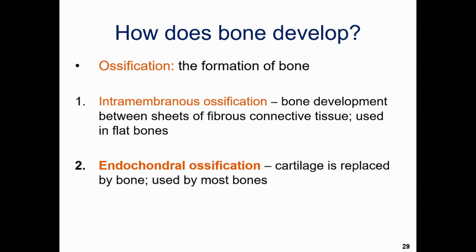So how do bones develop? The main idea is that they are going to ossify, or go through a process of ossification, which is the formation of bone itself. And there are two ways that we can do this. Intramembranous ossification is where you have sheets of fibrous connective tissue and bone develops between those two sheets. This is used for flat bones like your ribs. And endochondral ossification. Most other bones use this process, where we start with a cartilage framework and then replace it with bone over time. That's the one we're going to care about the most, the endochondral ossification process.